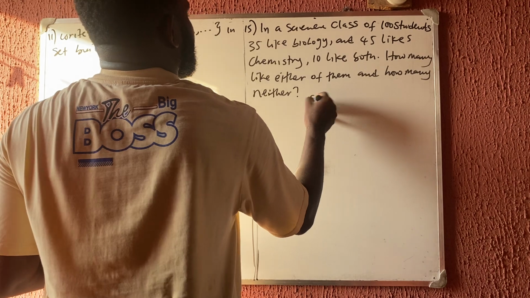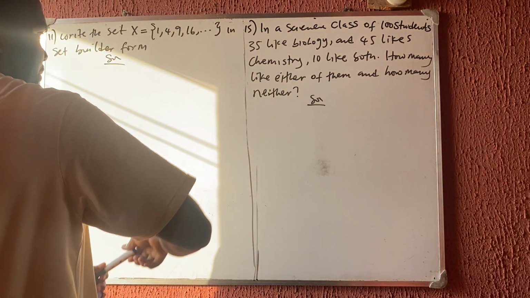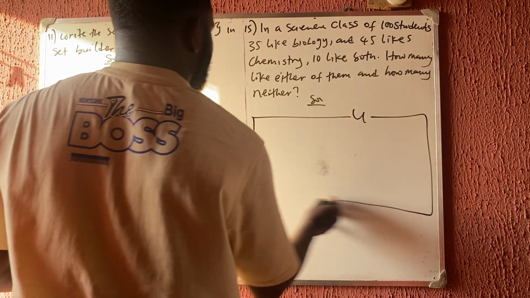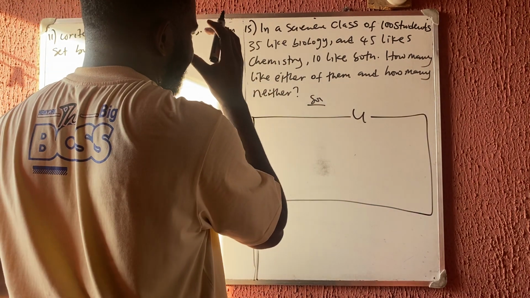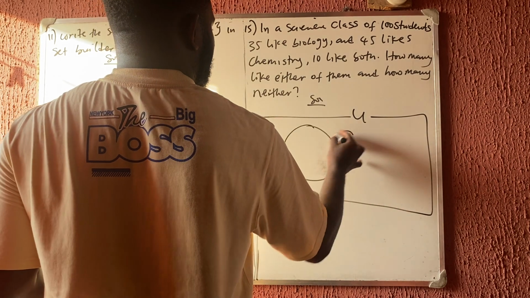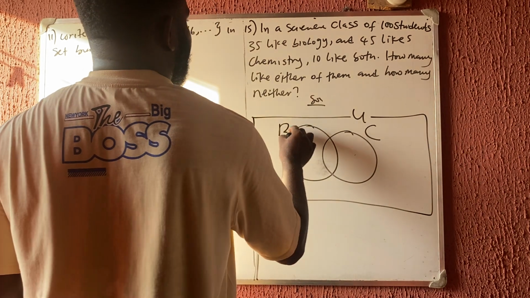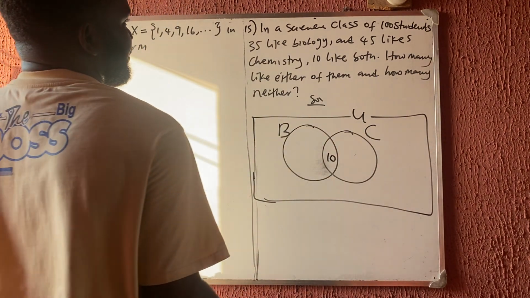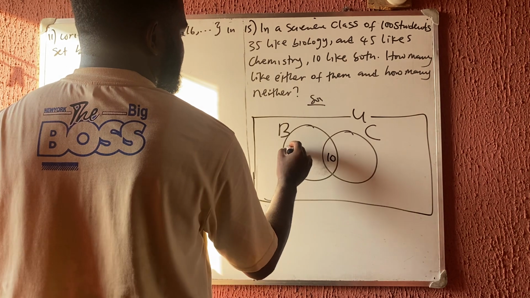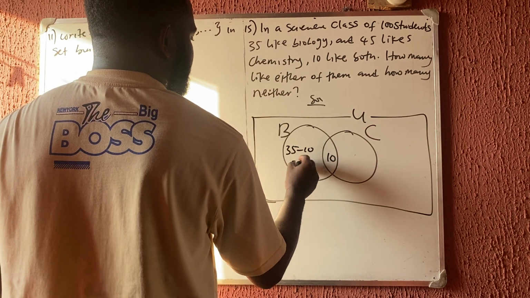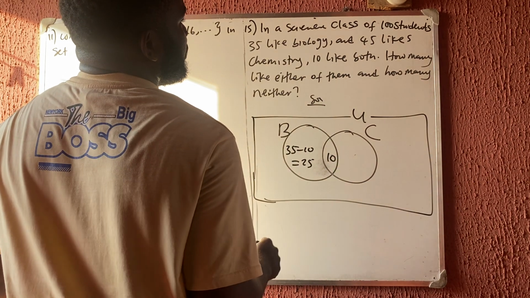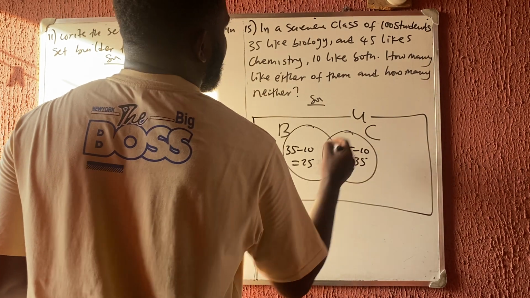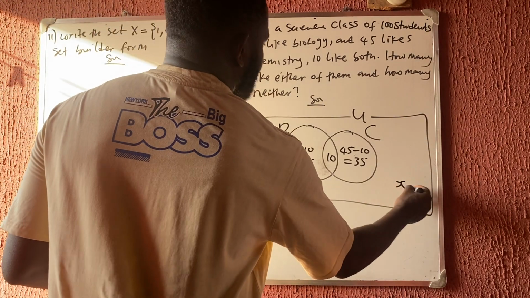Before you answer this, you have to draw the Venn diagram. It's very simple to draw; I've taught you that already. We have two things here: chemistry and biology. Who likes both? 10 like both. Who likes biology? Biology is 35, but I did not say only, so 35 minus 10 is 25. Who likes chemistry? 45, not only, so 45 minus 10 is 35. Who did not like either at all? I was not told, so it will be x.